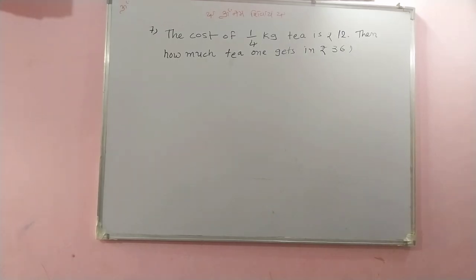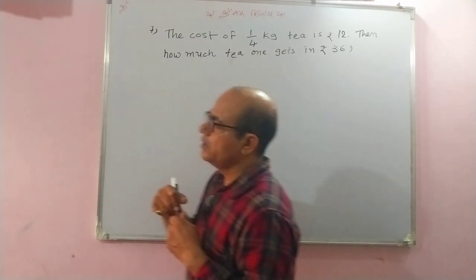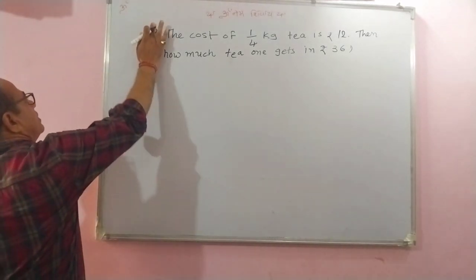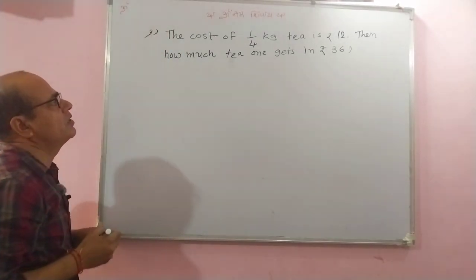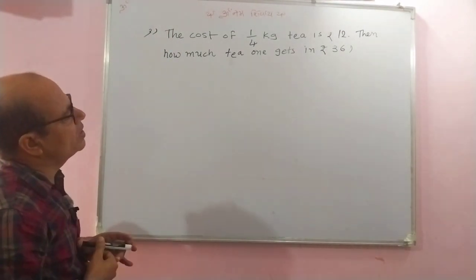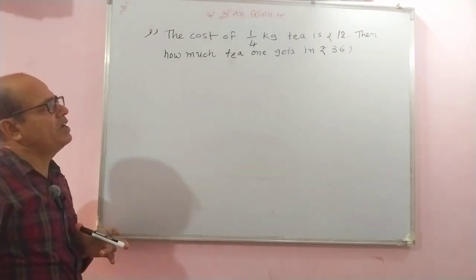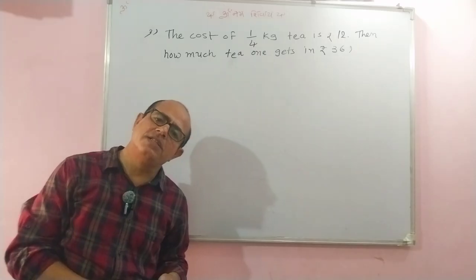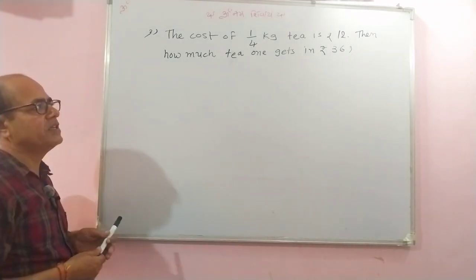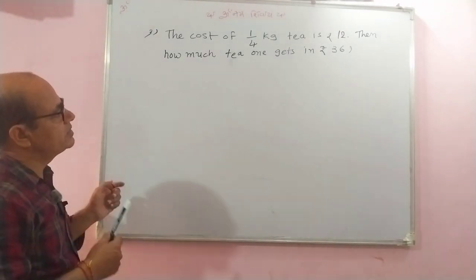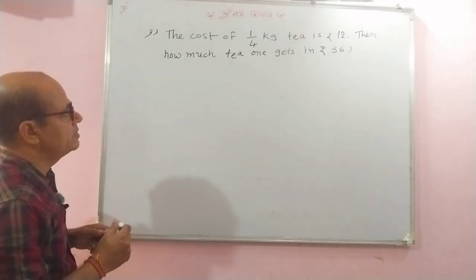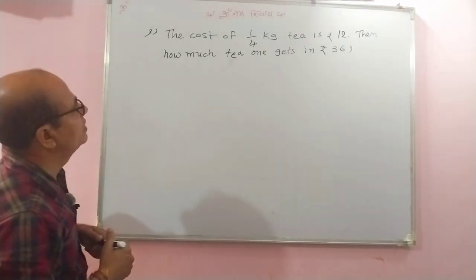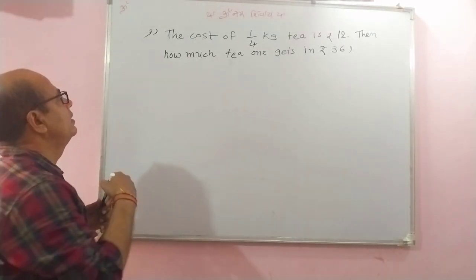Now see, the next example is: the cost of 1 upon 4 kg tea is rupees 12. Then how much tea does one get for rupees 36? It is a very simple question and very simple solution. After this sum, we are doing some different sums. So be with the video, don't skip.